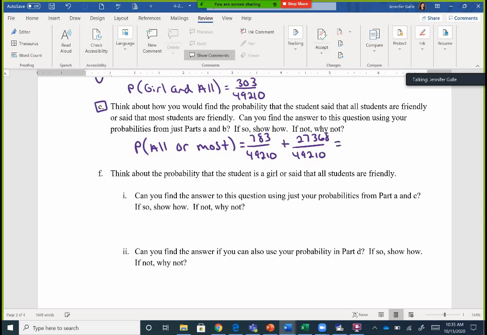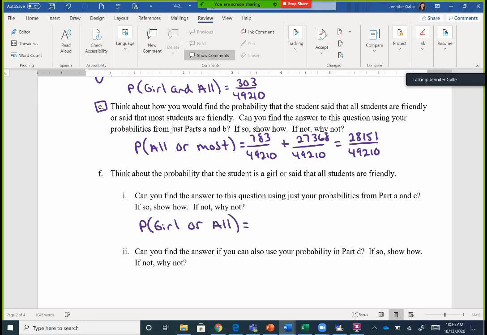If you didn't write it out like this, guys, that's okay. I'm just doing it so you can see where the numbers are coming from. If maybe you didn't grab onto that right away. Some of you, like I said, you just said, yep, and you started working. Awesome. Okay, so that's the probability that all or most. Now, your last task on this side says, think about the probability that the student is a girl or said that all students are friendly. So you're trying to find probability girl or all students are friendly.